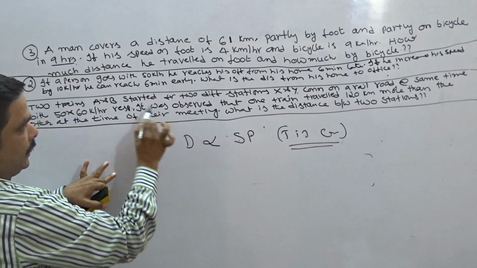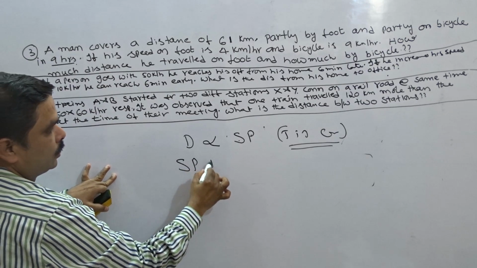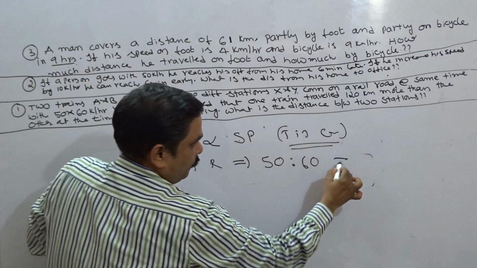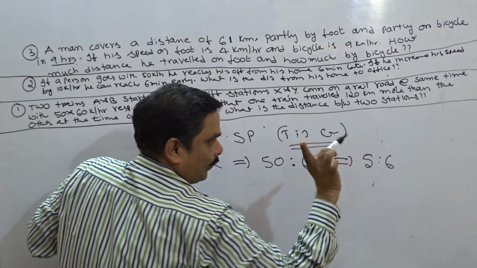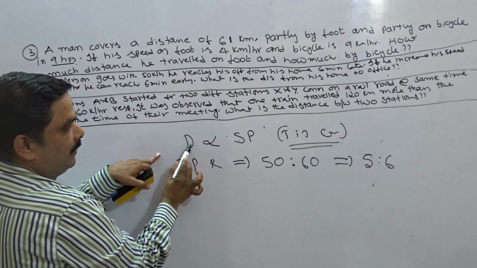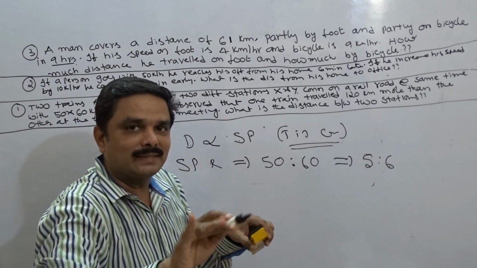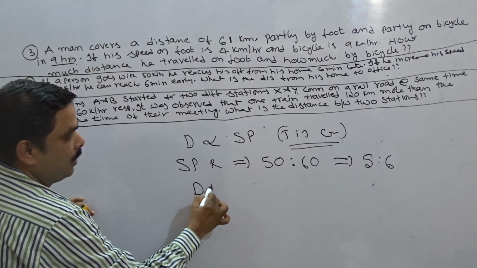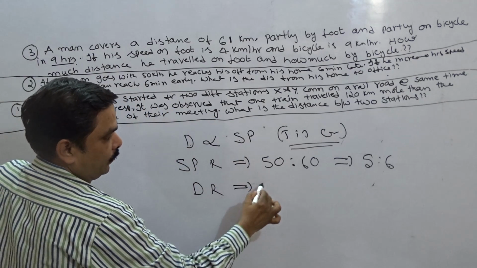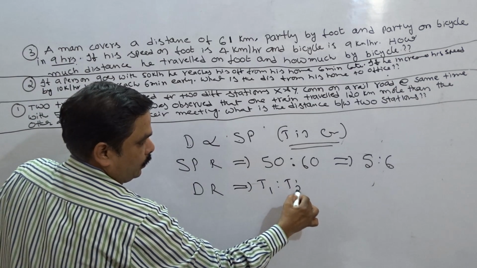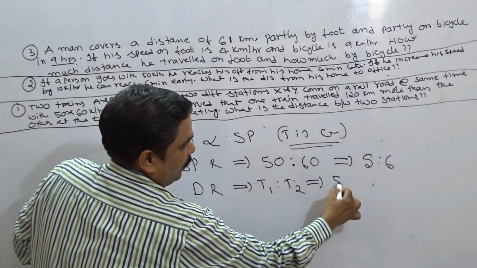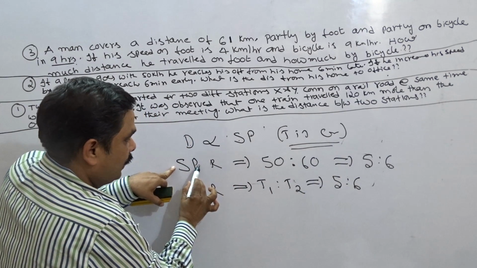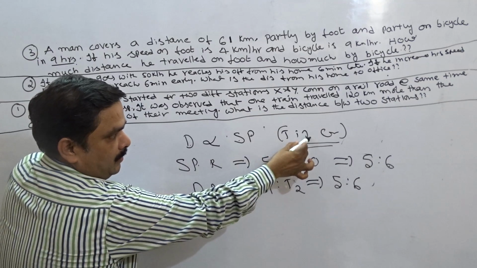So the speed ratio here is 50:60 or 5:6. Alright. When time is constant, speed ratio can be taken as distance ratio also. Both are the same. Now the distance ratio of the two trains, train 1 is to train 2, is also 5:6. Observe this, it's a very good shortcut, right? Speed ratio is equal to distance ratio because time is constant.